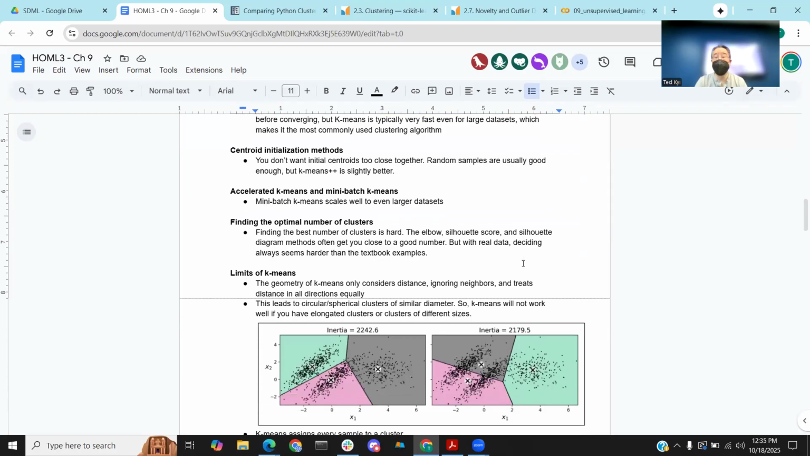All right. The book also mentions that there are some variants, and they are available in Scikit-Learn. The accelerated one keeps track of some intermediate data, and it tries to avoid having to calculate the exact distance between each point and the centers over and over again.